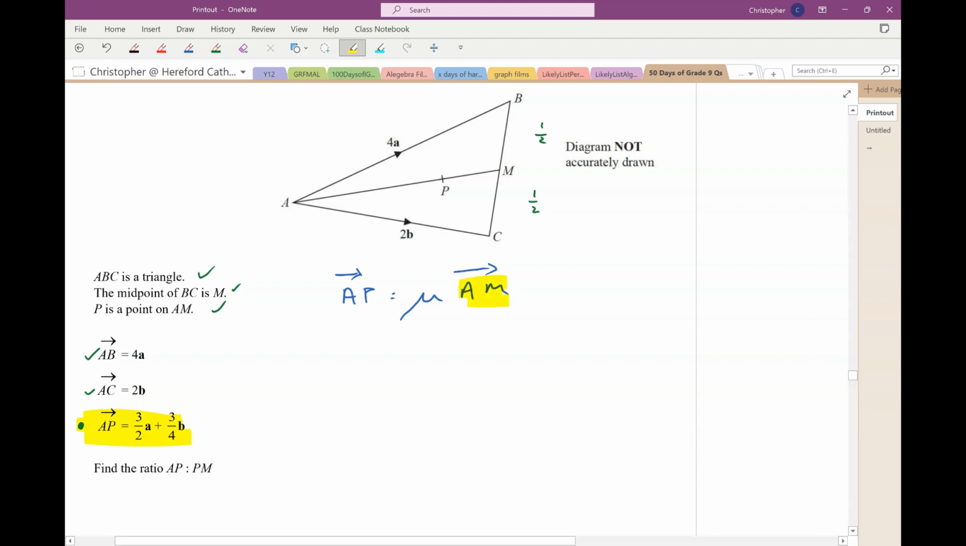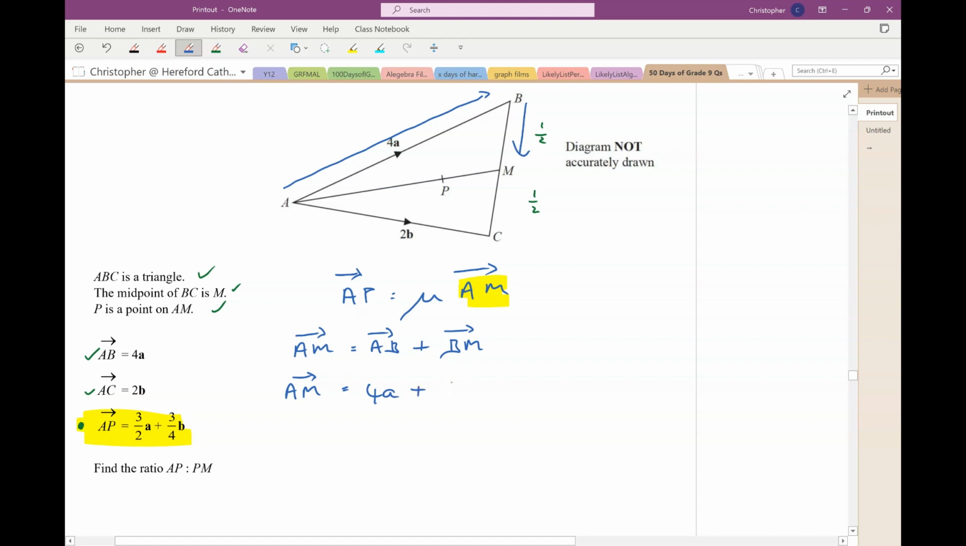So let's get an expression for AM, and then we'll times it by mu to give us an expression for AP. So we're going to get an expression for AM. What I'm going to do is go A to B, and then I'm going to go B to M. That will get me from A to M. Now, AM equals, now I know AB is 4A.